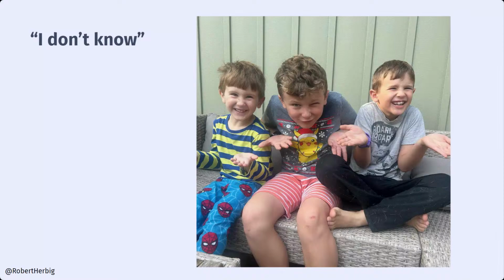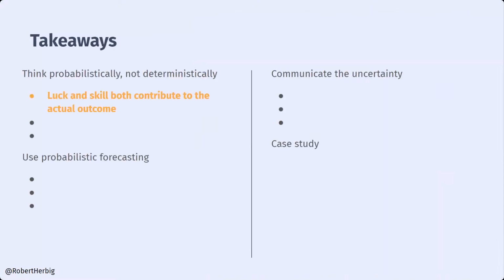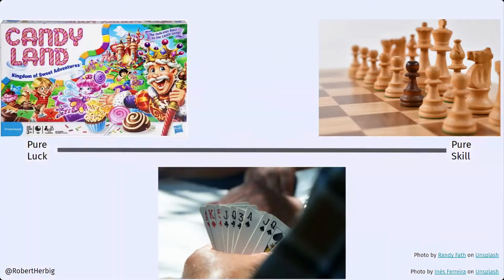We're under pressure to be decisive. We're under pressure to know. We're knowledge workers. And so saying, I don't know, can often come as sort of an ego blow. But I don't want you to think about it as failure. I want us to think about it as the first step. And it's the first step to realizing that luck and skill both contribute to the actual outcome. It's the next takeaway. Let's look at an example here.